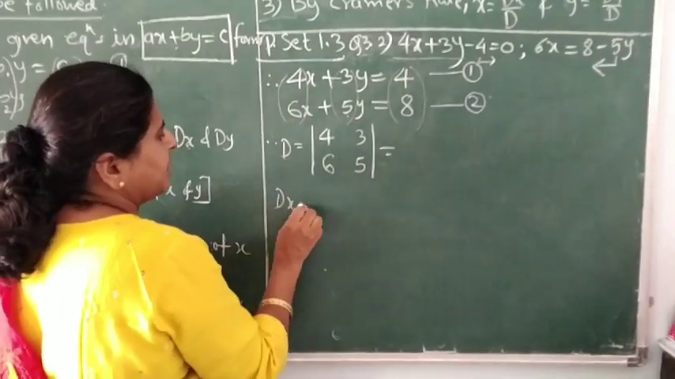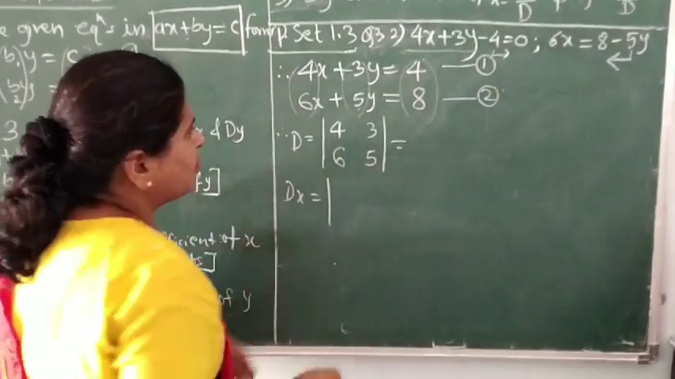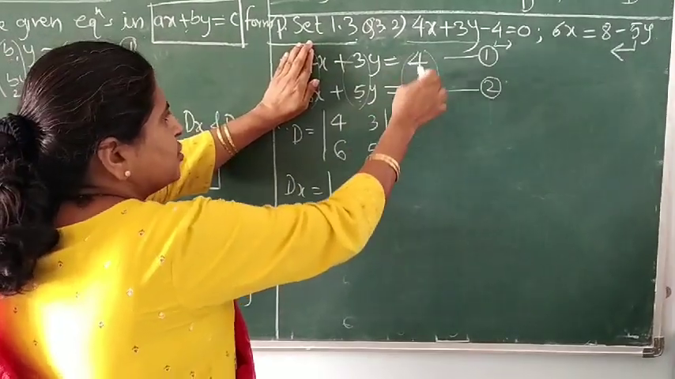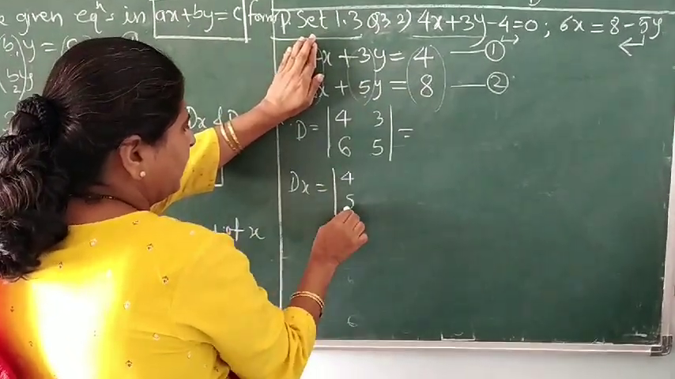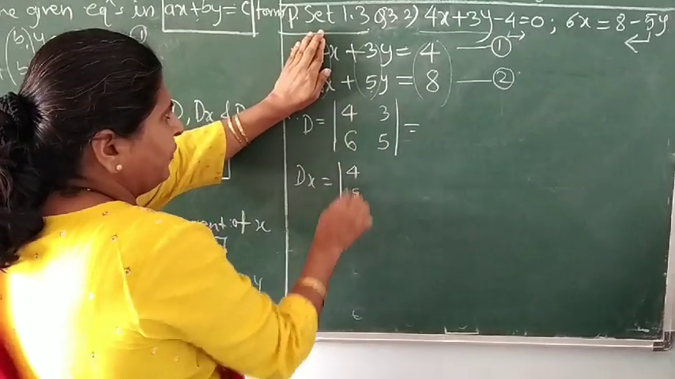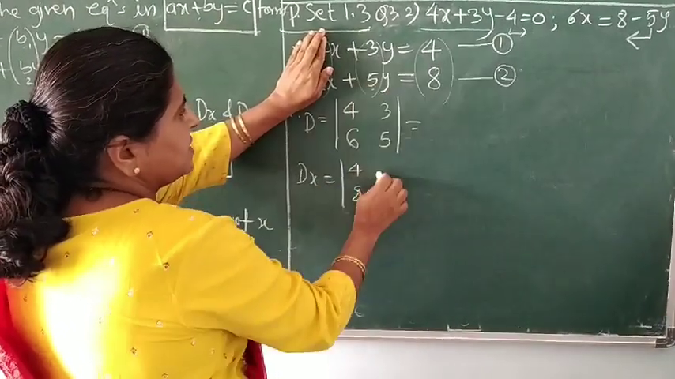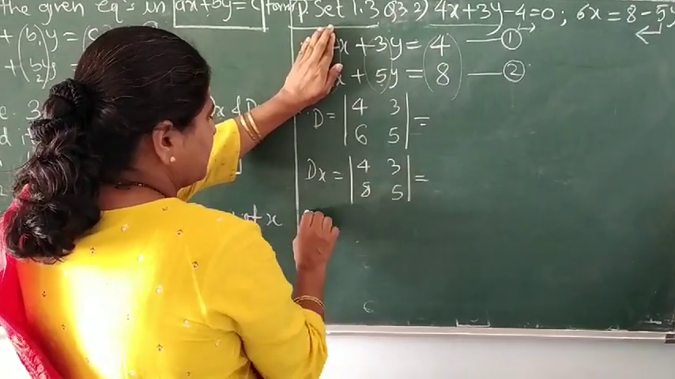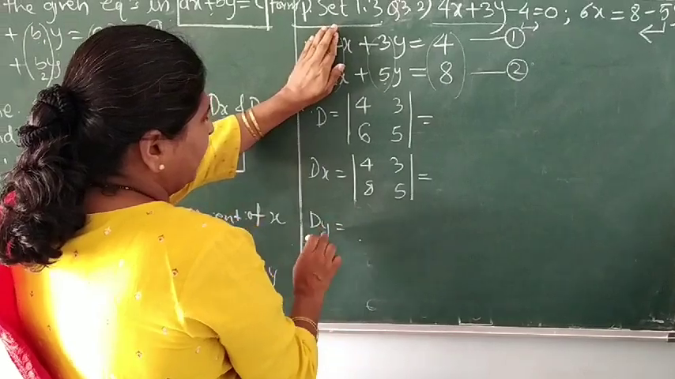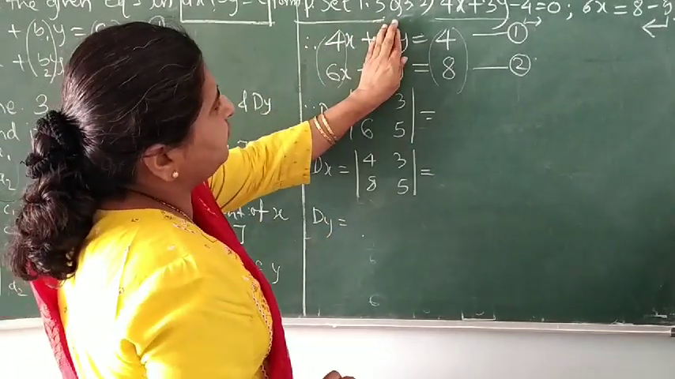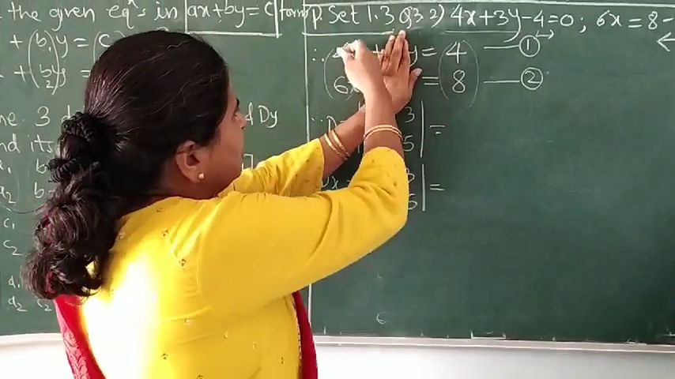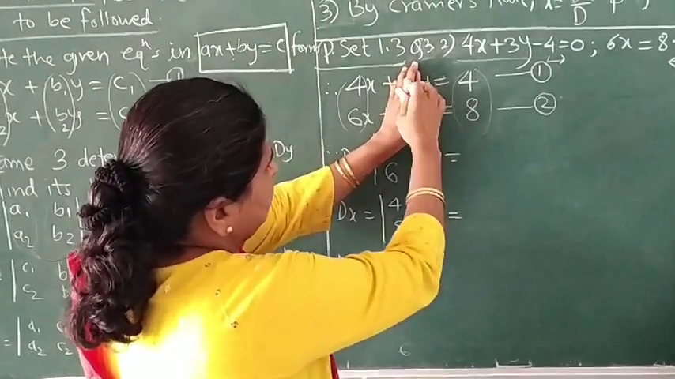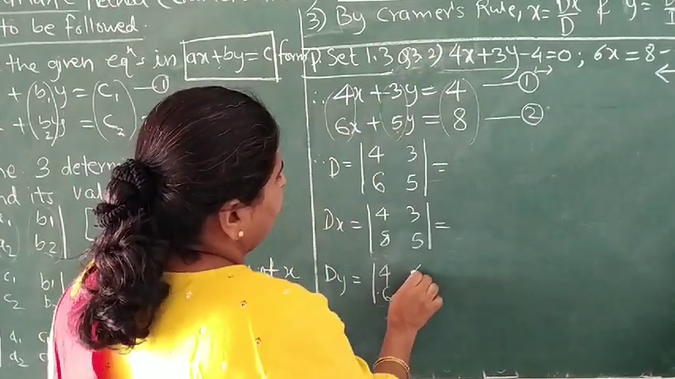What is the value of dx? Let's write dx. So this coefficient of x we have to replace by the constants. So this 4, 8 will come in place of the coefficient of x, and the coefficient of y as it is, that is 3, 5. 3, 5 is our determinant dx. And what is dy? In dy we have to replace the coefficients of y by the constants. So the coefficient of x as it is, 4, 6, and this we have to replace by 4, 8.